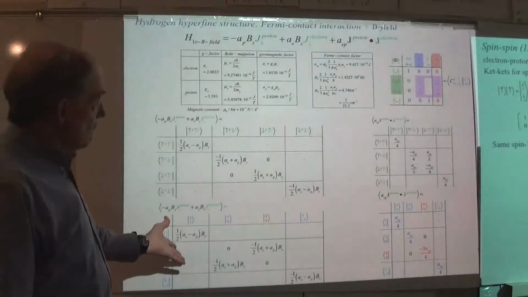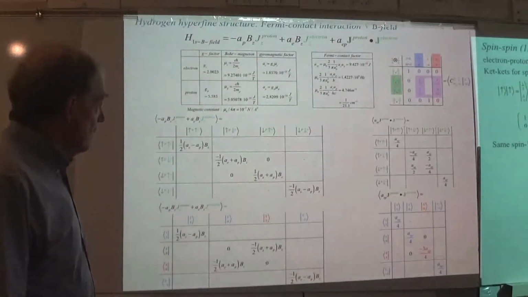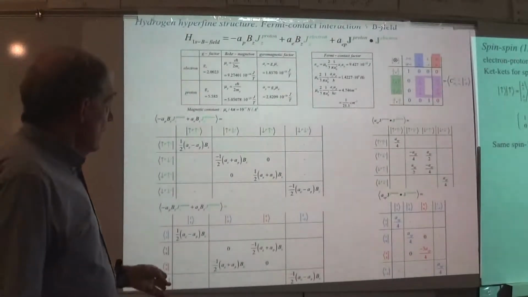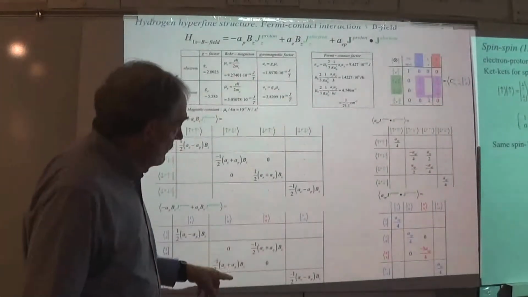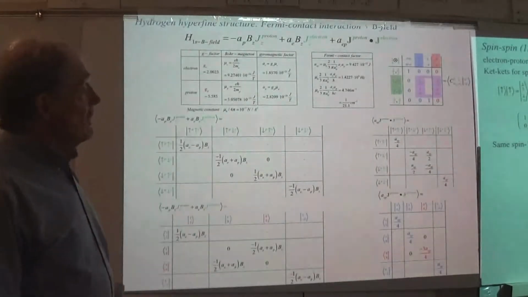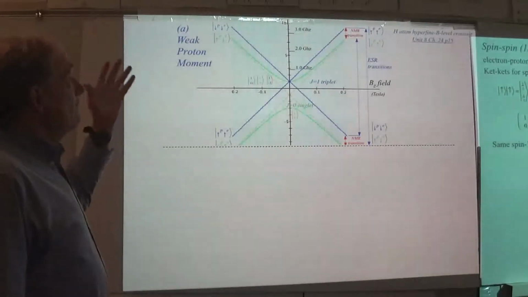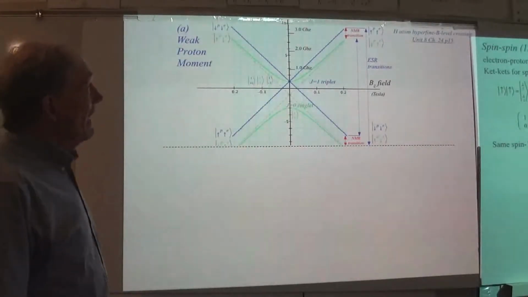Here's the other way of looking at it. If you use the Clebsch-Gordan basis right away, you'll discover that the magnetic field is off diagonal just right there. Okay? So together, these things tell a story, and there's the story. This is for a weak proton moment, which is kind of what we have.